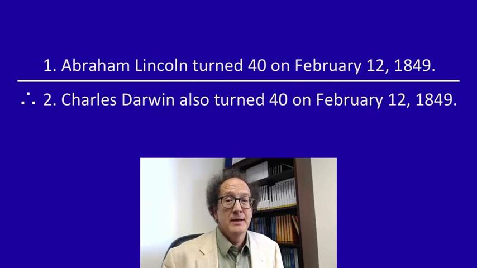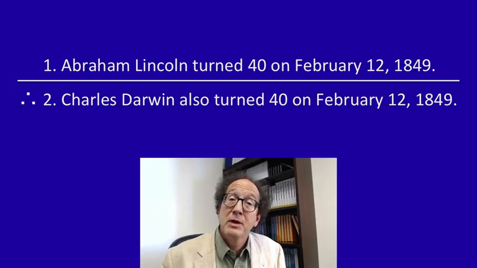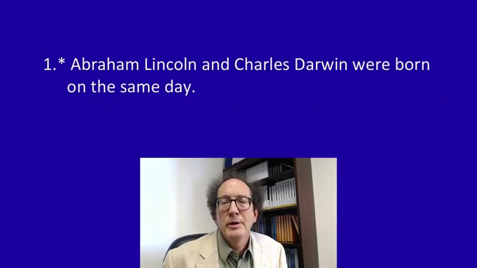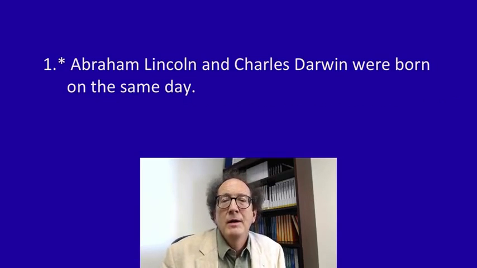Now, is that argument valid? No chance. Of course it's possible for the premise to be true and the conclusion false. So we have to add a suppressed premise. The suppressed premise is that Abraham Lincoln and Charles Darwin were born on the same day. And they were. It happened to be February 12, 1809. So now we filled out the argument.